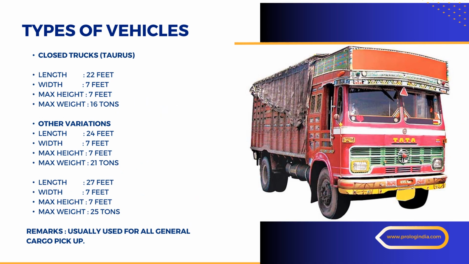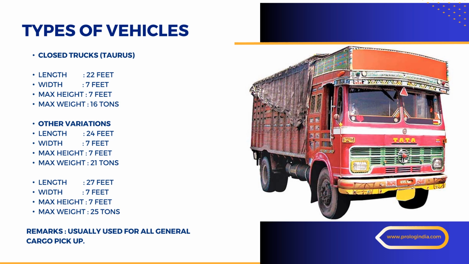Now let's look at the other type of vehicles. There are closed trucks or Taurus, which have a length of 22 feet, width is 7 feet, maximum height is 7 feet, maximum weight you can carry is 16 tons. So these are closed vehicles, so you cannot carry over dimension cargoes in that. These are usually used for small boxes or smaller packages.